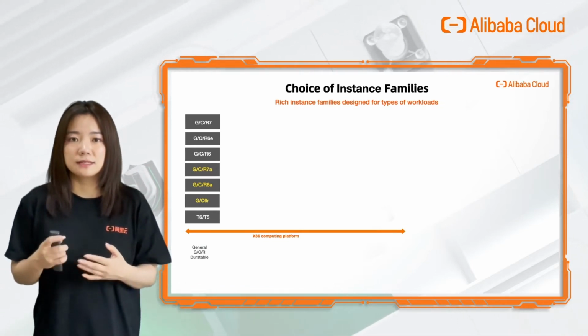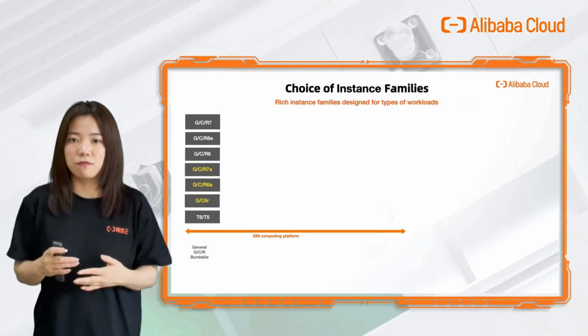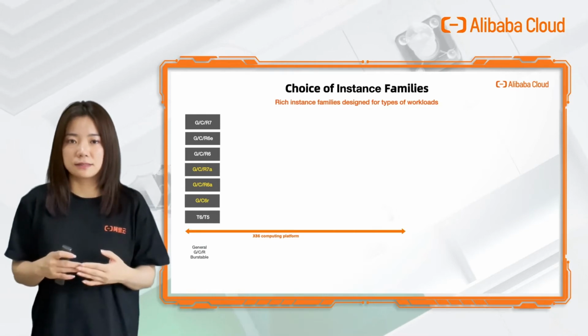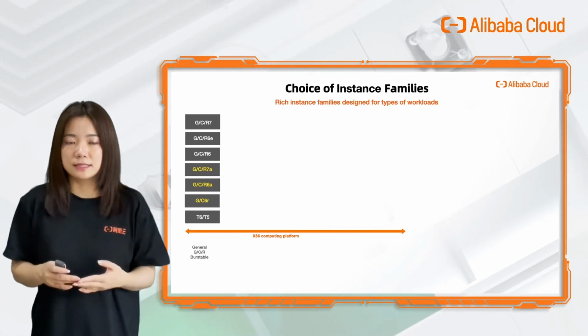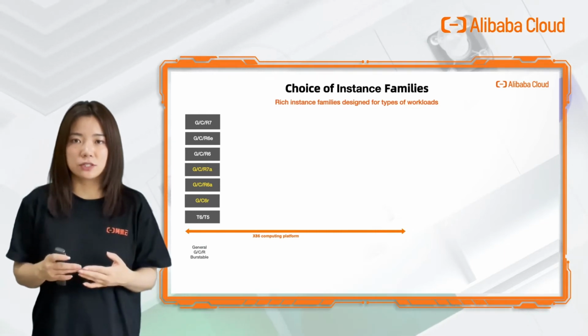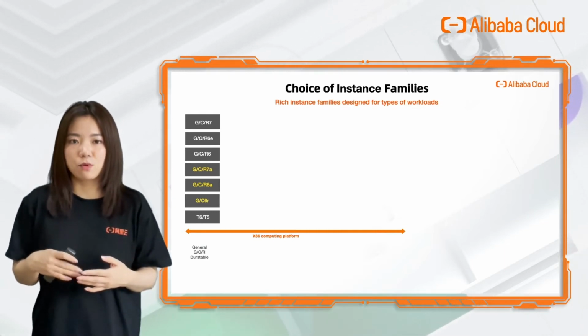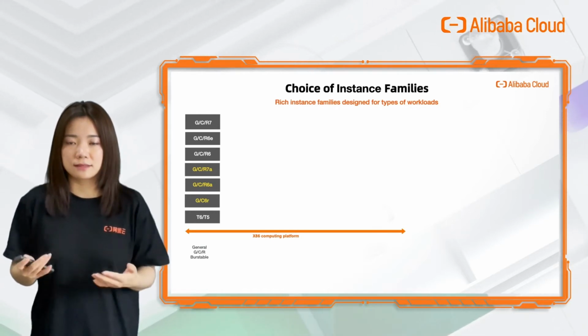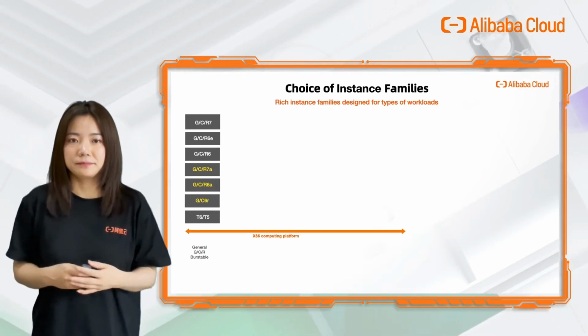G6R and C6R are the first generation of ARM CPU instance families, suitable for container services. T6 and T5 are burstable instance families designed for burstable application workloads, such as micro apps, small web services, personal desktops, and so on.